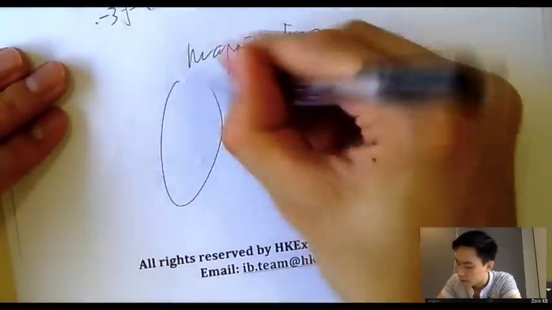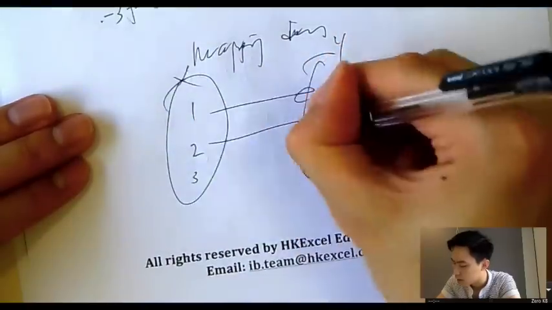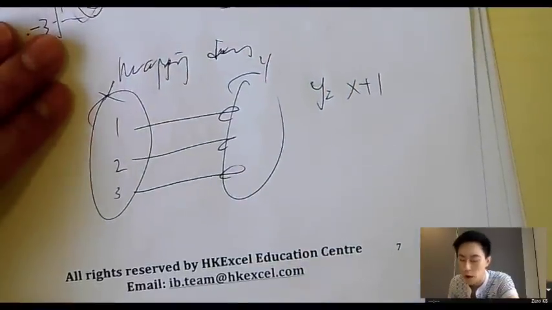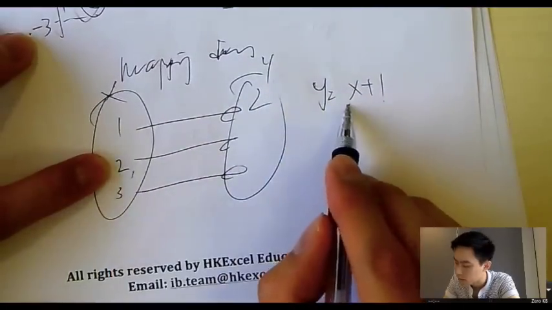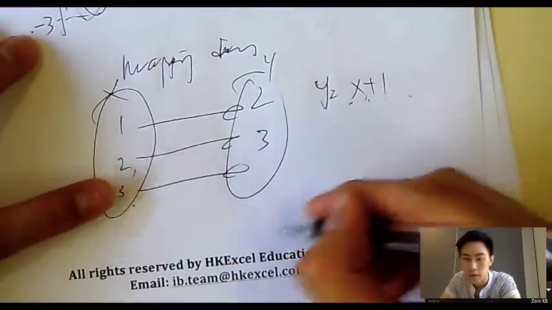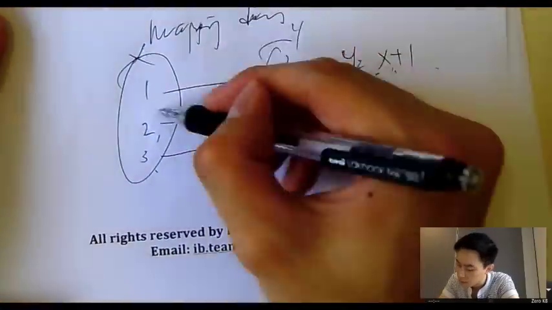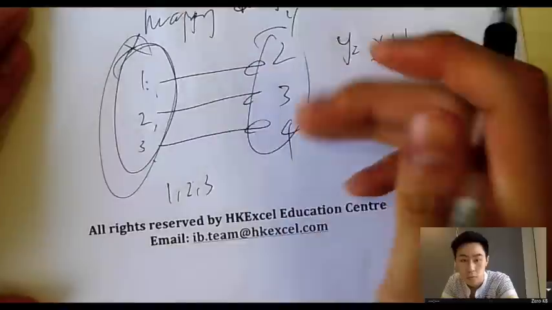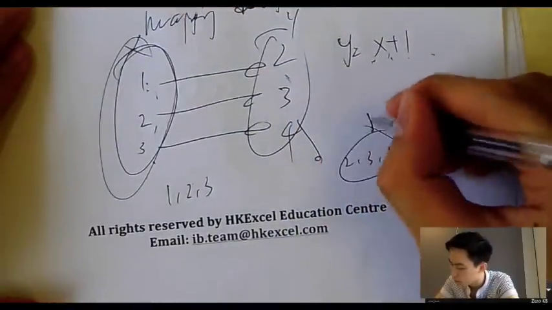Mapping diagrams look like this. They will give you X and Y, so 1, 2, 3, and then you have the Y. Let's say y equals x plus 1. What is the Y value? 1 plus 1 is 2, you put 2 in here, then you have 3, and 3 gives you 4. Then they will ask you to find the domain. Domain means the X side, so for X it can only be 1, 2, and 3. For the Y, you only have 2, 3, and 4. So this is the range, and this is the domain.